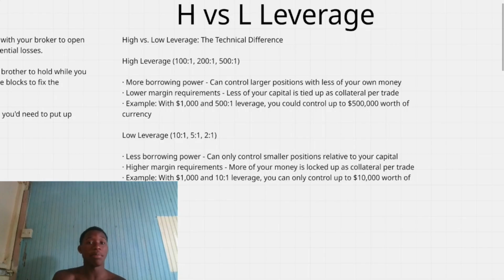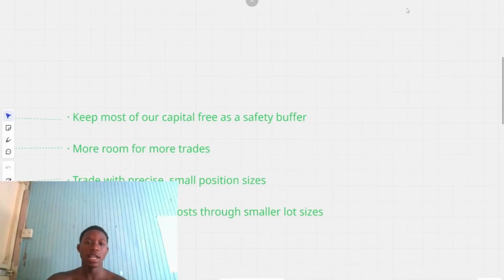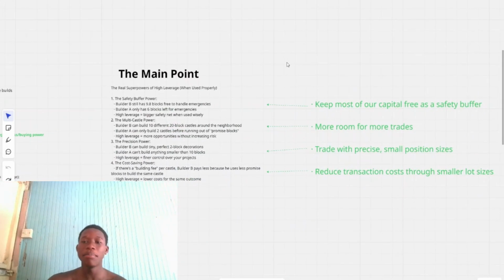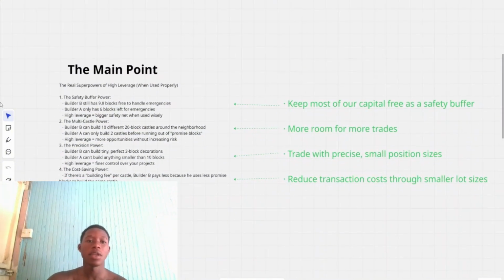Right? And that actually happened to me back in the past with MT5. But we're not even getting into that. Example, with $1,000 and a 10 to 1 leverage, you can only control up to $10,000 worth of currency. So let's get into the main point of the whole thing, right? The real superpower of high leverage when used properly, because you can use high leverage in a very bad way.